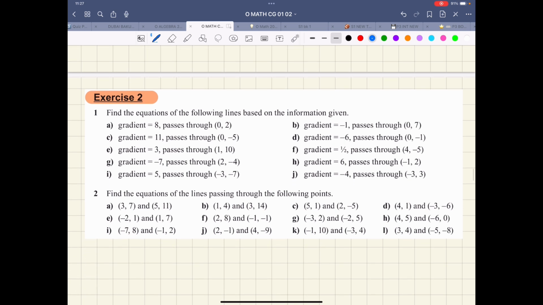So now these are the questions that you can do. This is just basic plug-in. The value of m is given and the y-intercept is given. X is 0, that's the y-intercept.